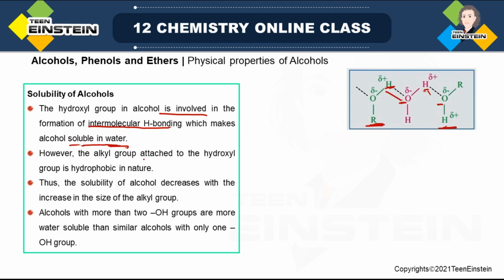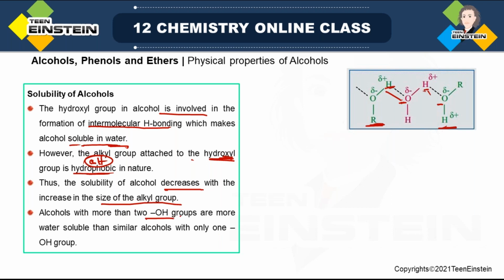However, the alkyl group that is attached to the hydroxyl group is hydrophobic in nature because it is basically carbon and hydrogen, the hydrocarbon part. So obviously it will be hydrophobic. That is the reason that when there is an increase in the size of the alkyl group, that means the hydrophobic part is increasing, so the solubility of alcohol will decrease. Okay.